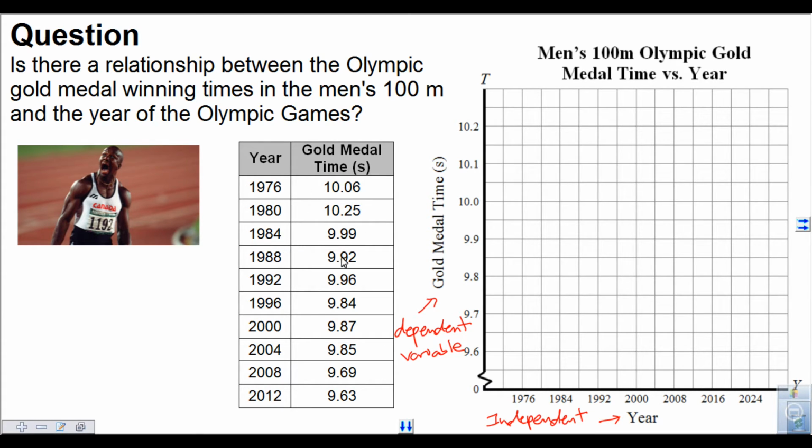So what we're going to do is plot the data on this grid. In the year 1976, the gold medal time was 10.06. So I go to year 1976, and I go up to 10.06, which is right over here, just above 10.05. In 1980, this is 10.25, so 1980 is over here, 10.25 is up here, and then in 1984 it was 9.99, so 9.99 is really close to 10.0. So those are the first three dots. Not like a really good cooking show, I've done the rest.